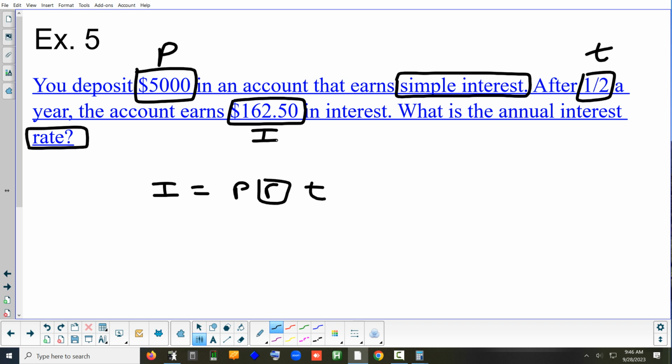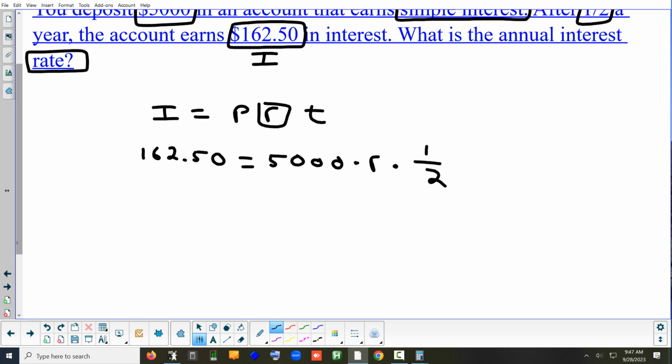Okay, so let's fill those numbers in and see what we've got. So the I is 162.5. P is the principal. That was 5,000. Times R. We don't know what the R is. And then times T, which is 1/2, or 0.5. Yep, you could do it that way too. And what are we trying to get by itself? R. Yeah, I'm going to try to get the R by itself.